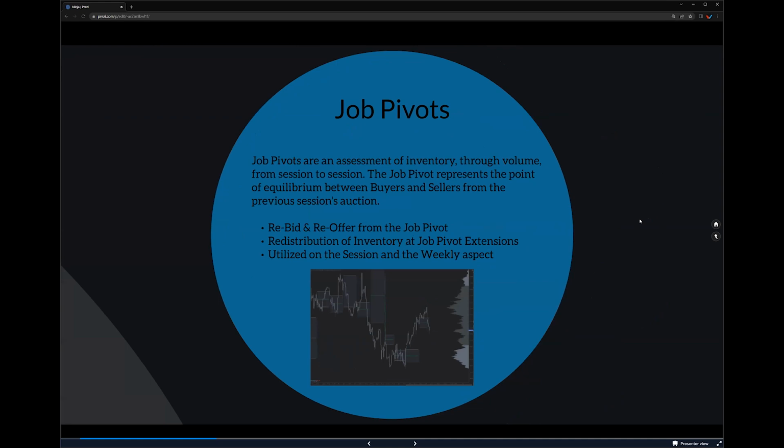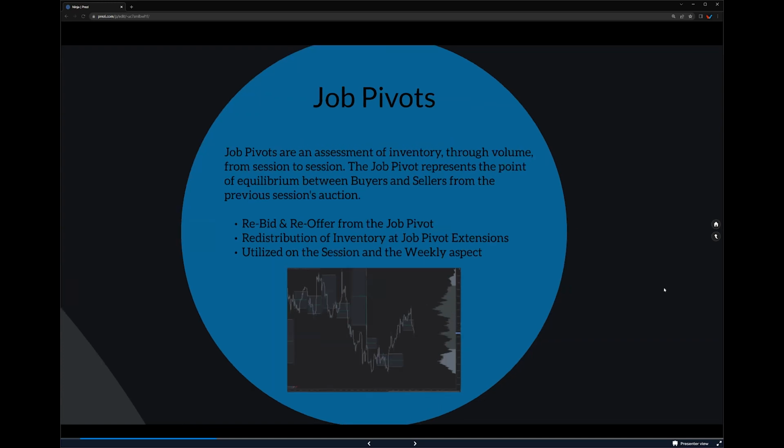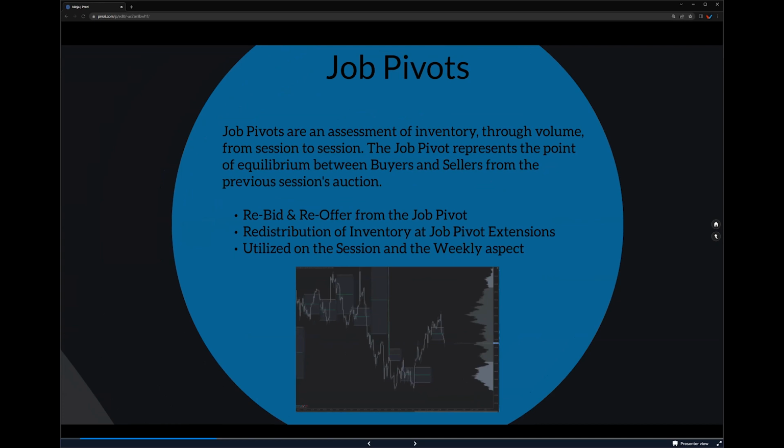So the Job pivots are derived from the volume profile to understand the location of current inventory and provide a map of targets or control upon the session. Now, to understand the pivots, we have to understand that relationship in the auction. And so for anybody that's new to a volume profile, this is also an automation component that maps in aspects of creating the highest area of interest and equilibrium between the buyers and sellers. So that provides areas of rebid and reoffer, and also understanding the redistribution of inventory based upon the possible extensions or contraction of the auction itself. Utilizing this on a session-to-session basis is primary, and so I always say, structure precedes execution.